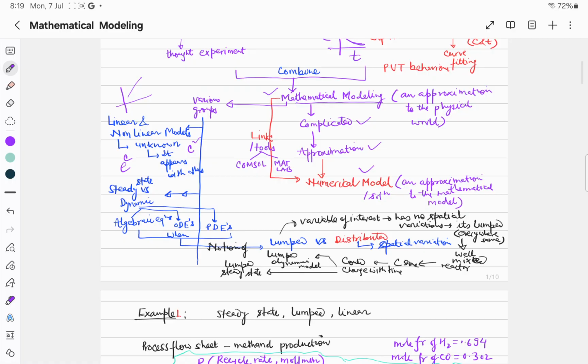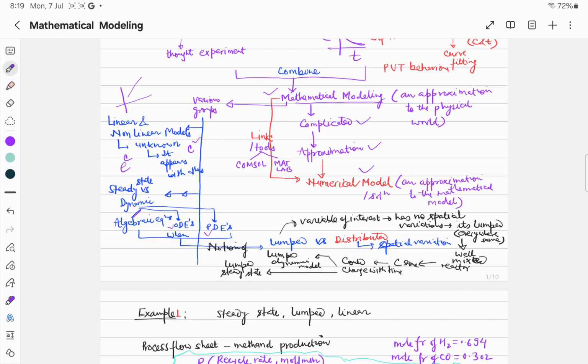Now steady state versus dynamic. Steady means that with respect to time the variable or any parameter is not changing, and dynamic means it is changing with respect to time. Based on that you can get a set of algebraic equations, or ordinary differential equations, or partial differential equations. The notion of when we get algebraic equations, ODEs, or PDEs gives you the notion of lumped versus distributed models.